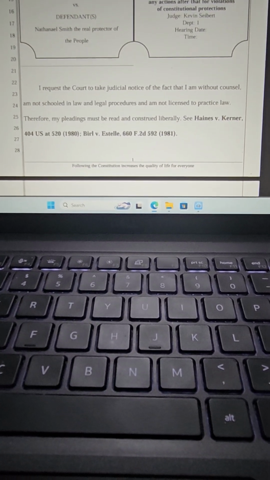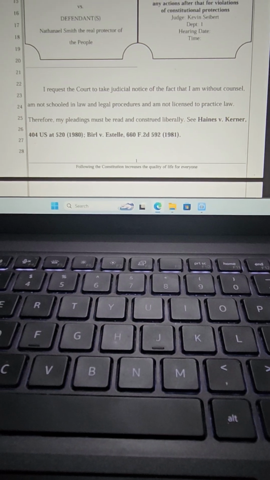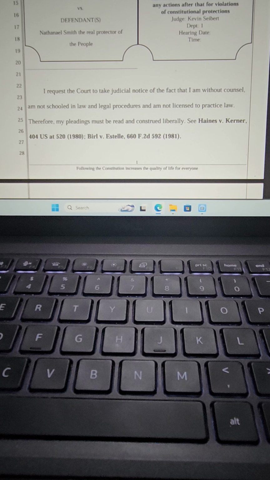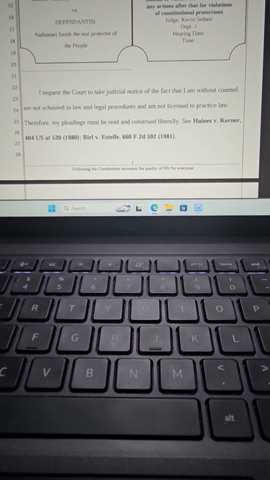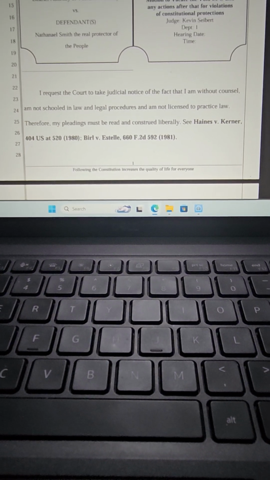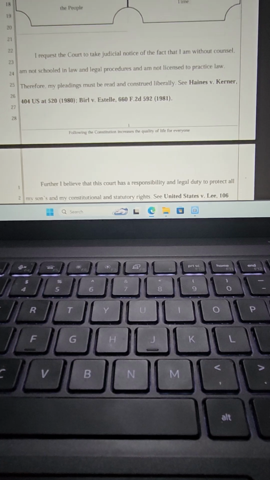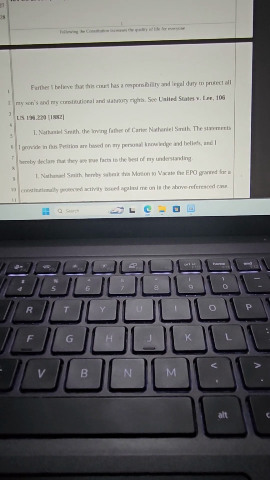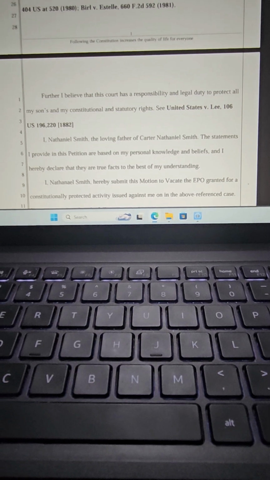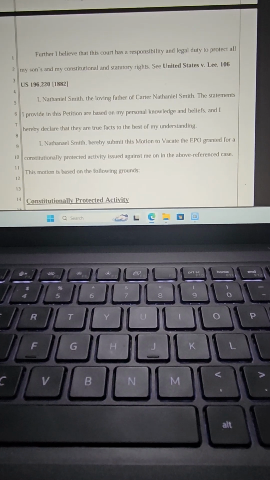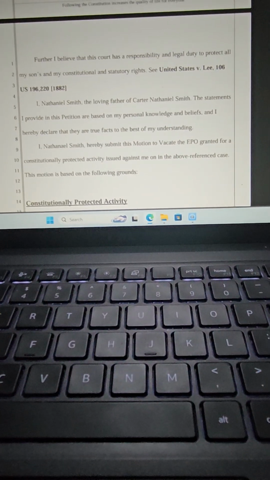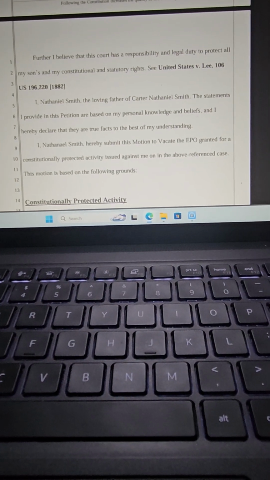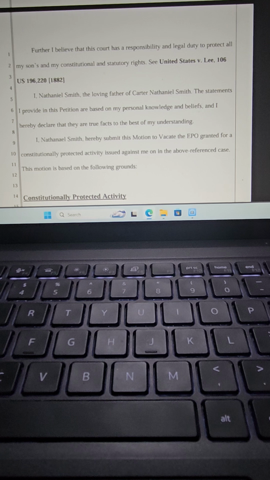Here's my opening oath. I request the court take judicial notice of the fact that I am without counsel. I am not schooled in law and legal procedures, and I am not licensed to practice law. Therefore, my pleadings must be read and construed liberally. There's the case law, Haines v. Kerner. Further, I believe this court has a responsibility and legal duty to protect my son's and my constitutional and statutory rights. United States v. Lee, 1882. I, Nathaniel Smith, the loving father of Carter Nathaniel Smith, state that the statements I provide in this petition are based on my personal knowledge and beliefs, and I hereby declare that they are true facts to the best of my understanding.